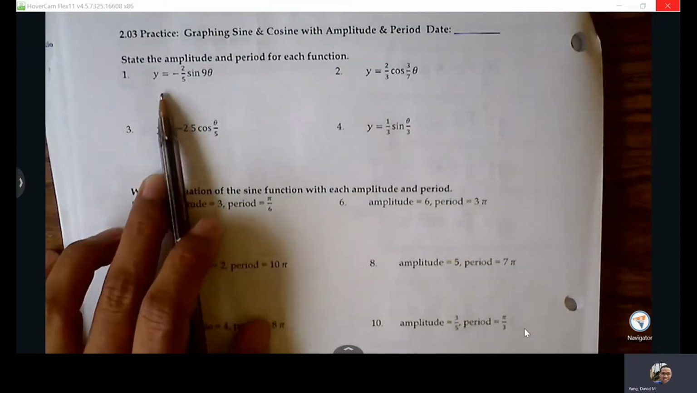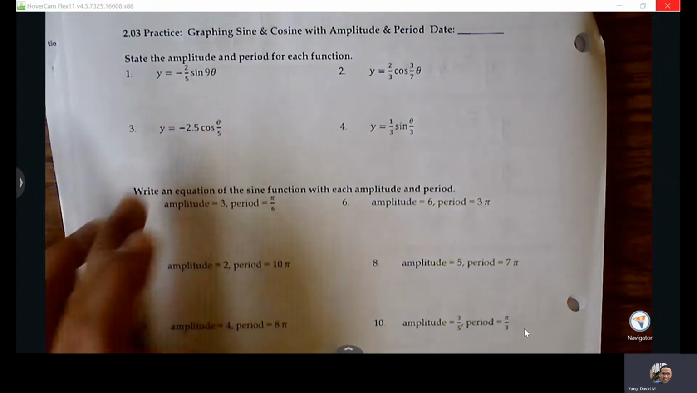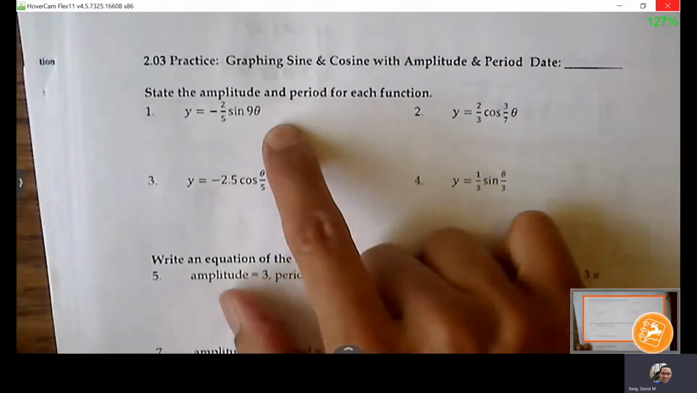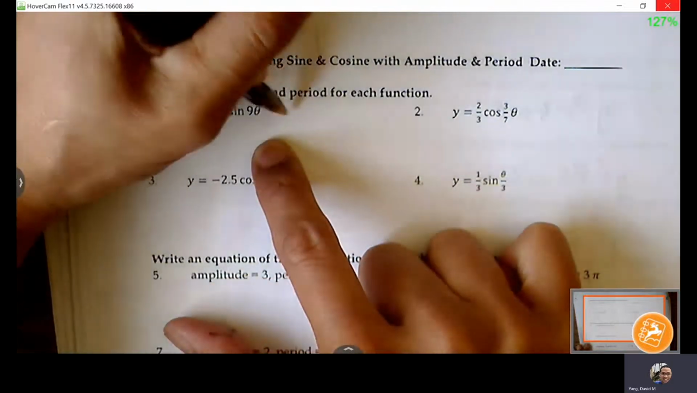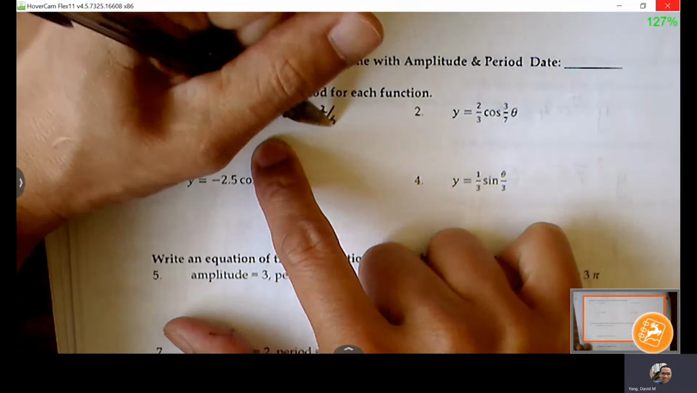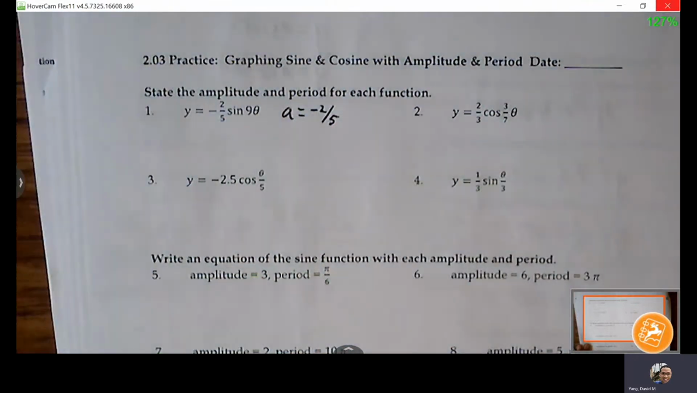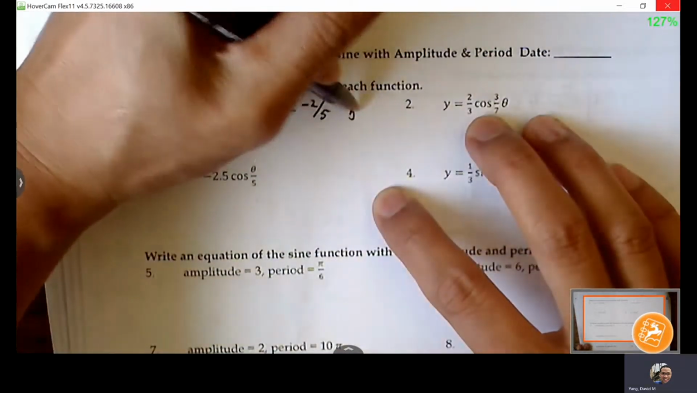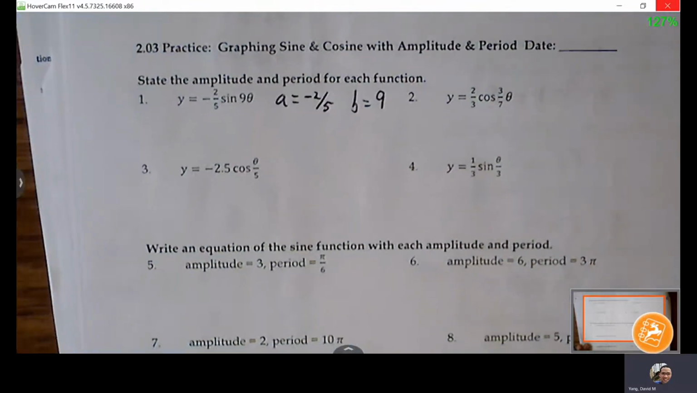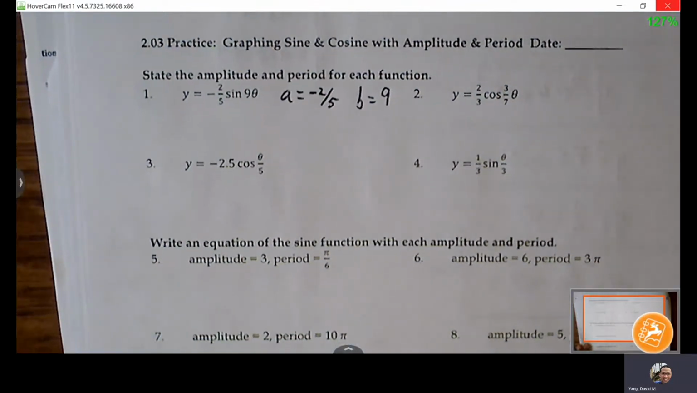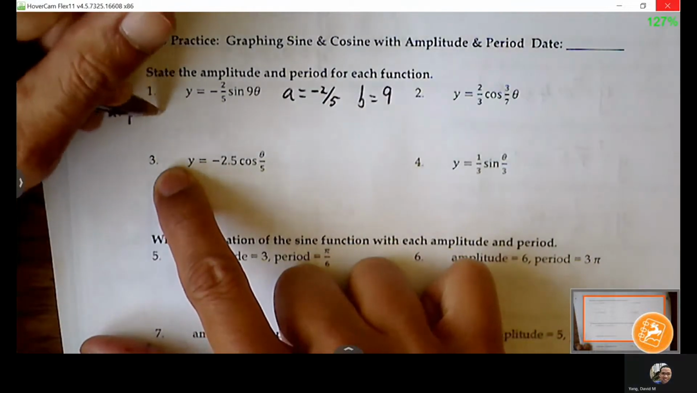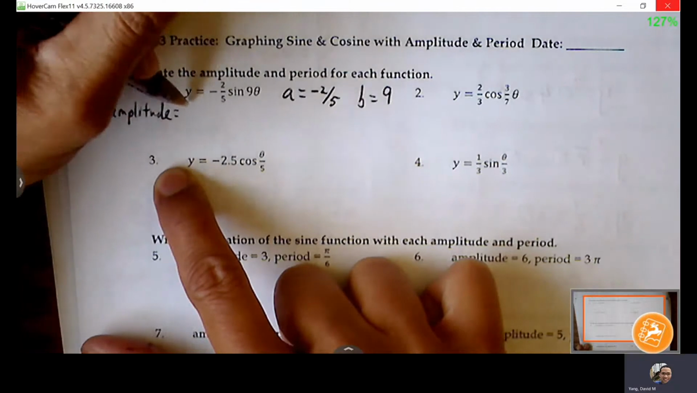Okay, so let's look at number 1 here. It says state the amplitude and the period for each function. The first thing we want to do is gather our A and B values. So number 1, what's our A value? Okay, -2/5. A value is -2/5. Our B value is 9. Now it's asking for the amplitude. Amplitude is always the positive version of your A value. So in this case, amplitude is just 2/5.